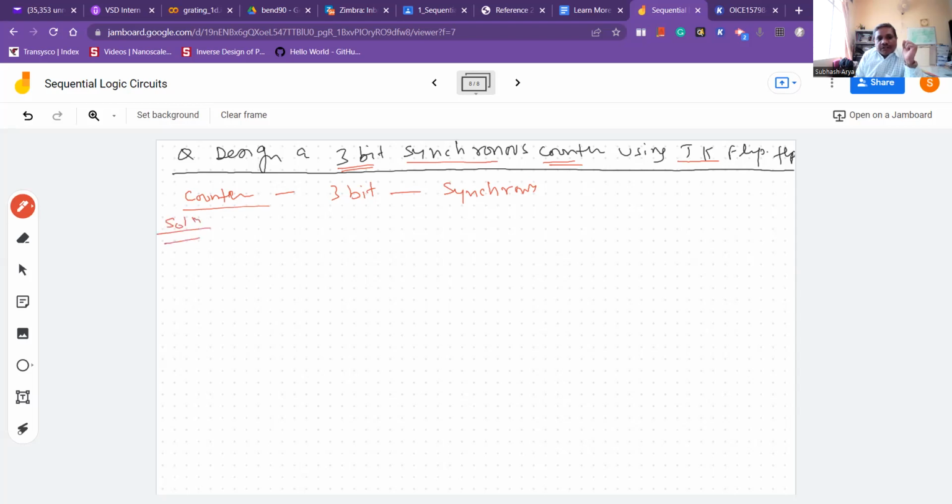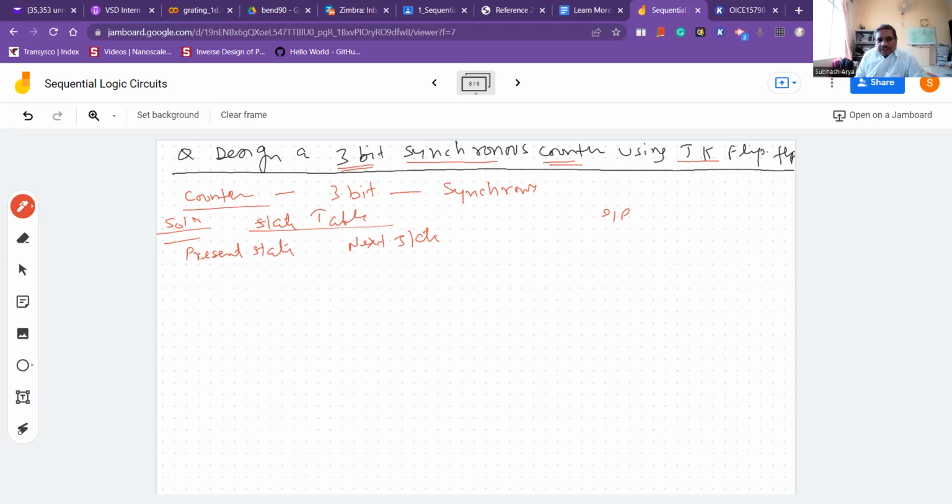So in this solution, the first step is making the state table. The state table of this problem consists of first the present state of the output, then the next state of the output, and based on the present state and next state, what shall be the input. So these are the 3 columns. Now based on the given specification, we try to fill it in.